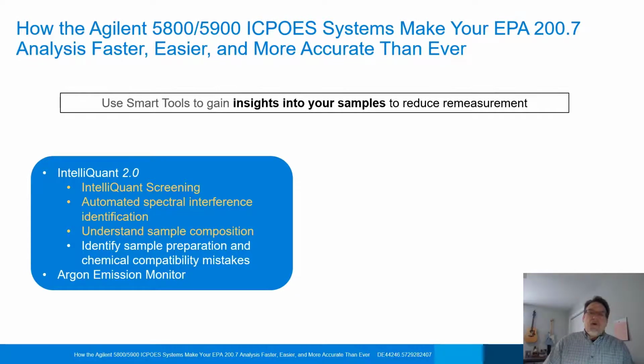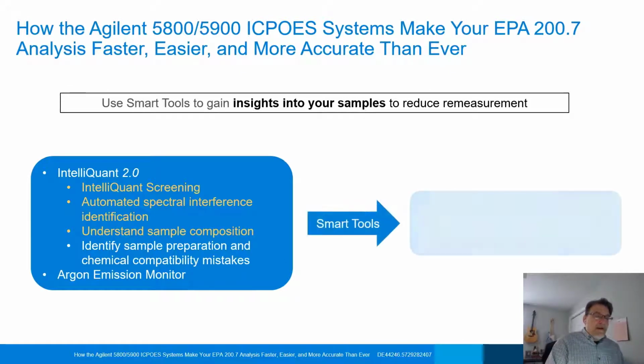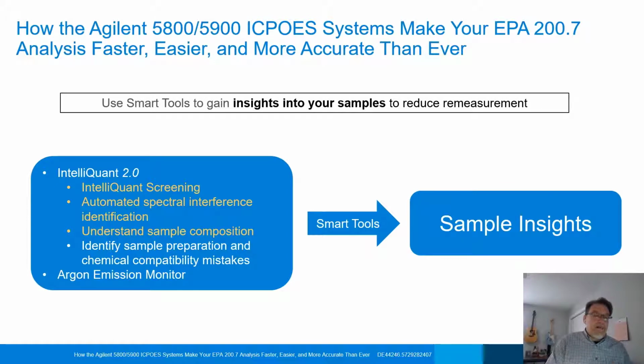In addition to those smart tools, there are a set of smart tools that give you insights into your samples. We've already talked about Intelliquant screening. We've talked about spectral interference identification and the way that Intelliquant helps you understand your sample's composition. A couple other things to mention. Intelliquant also helps you identify what kind of sample prep problems may have taken place.